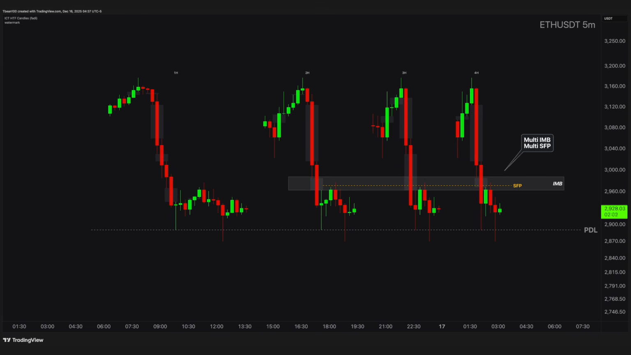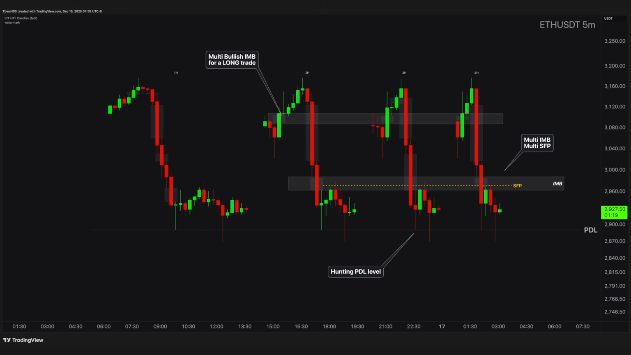As a clean target below, we had the PDL, which is the previous day's low level. This made it a complete and very clean example of a high quality trade setup. However, if you look above this area, you will notice multiple bullish imbalances sitting overhead. I think this also looked like a solid area where someone might consider taking a long trade.